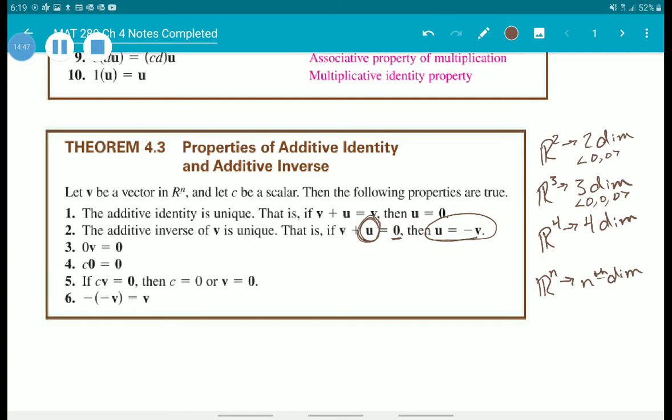Three is about the scalar 0. If I take 0 and I multiply by any vector in Rn, I'm going to get the 0 vector. Now notice the notation here. This 0 is not bolded. The v is, so v is talking about a vector. This 0 is bolded, which means I'm talking about the 0 vector.